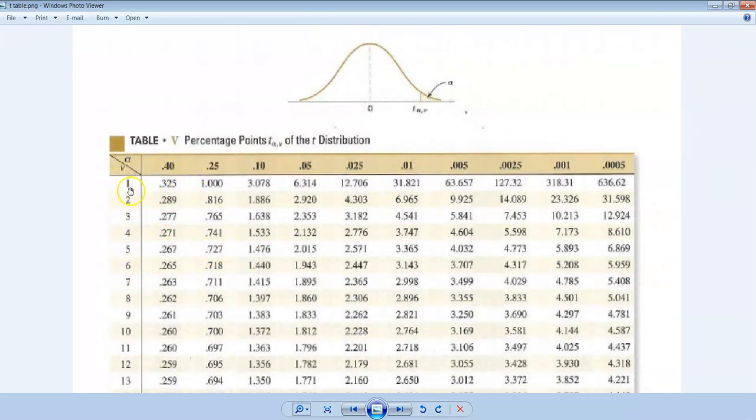So down here on the left side are the degrees of freedom, and up in the top is alpha over 2. This is written as alpha, but it should be alpha over 2. For our purposes, it's alpha over 2.